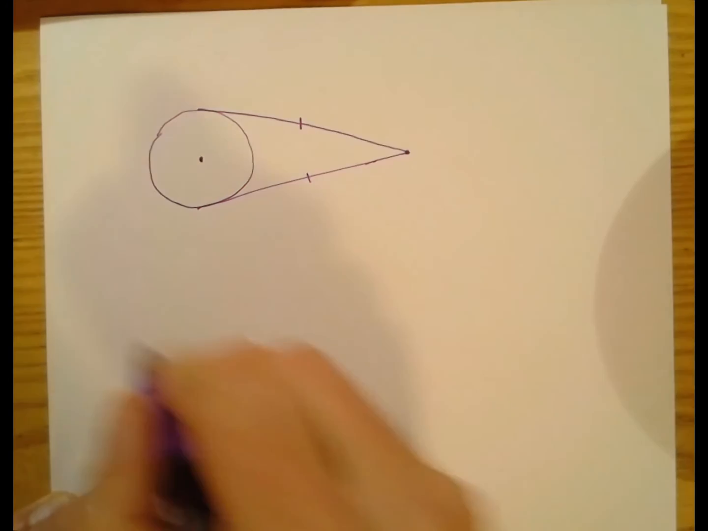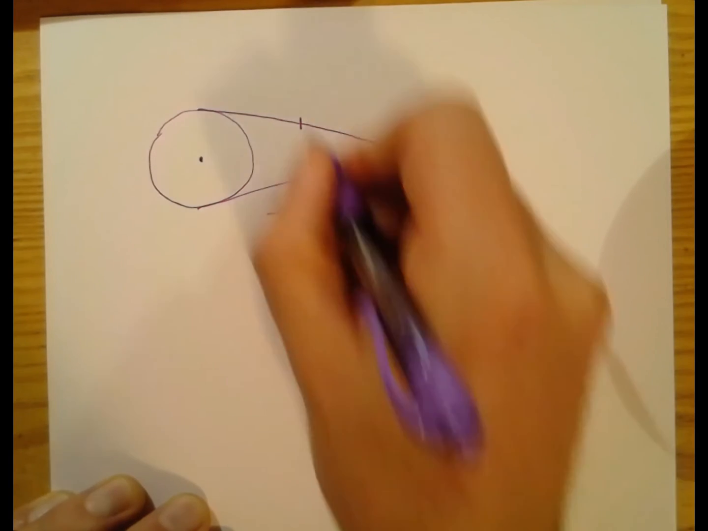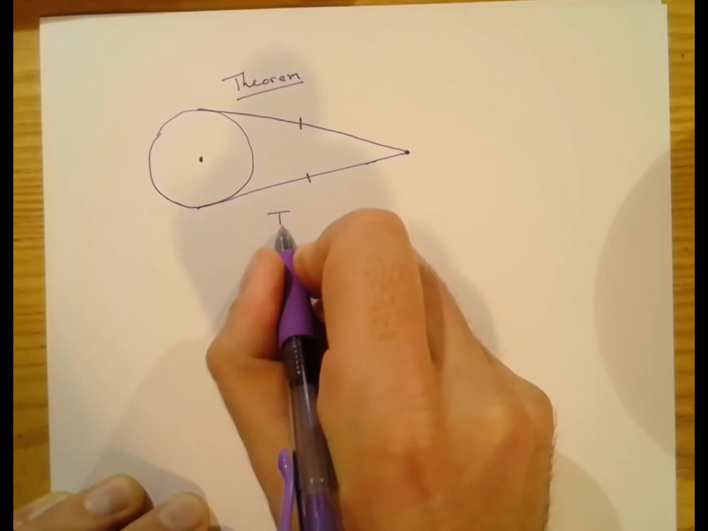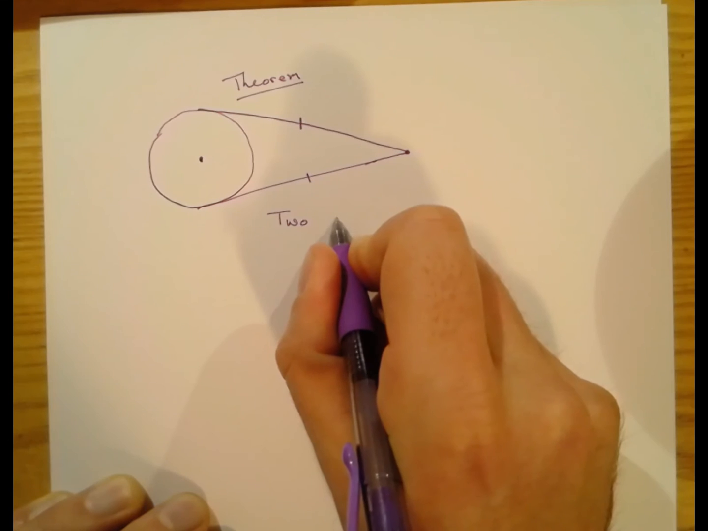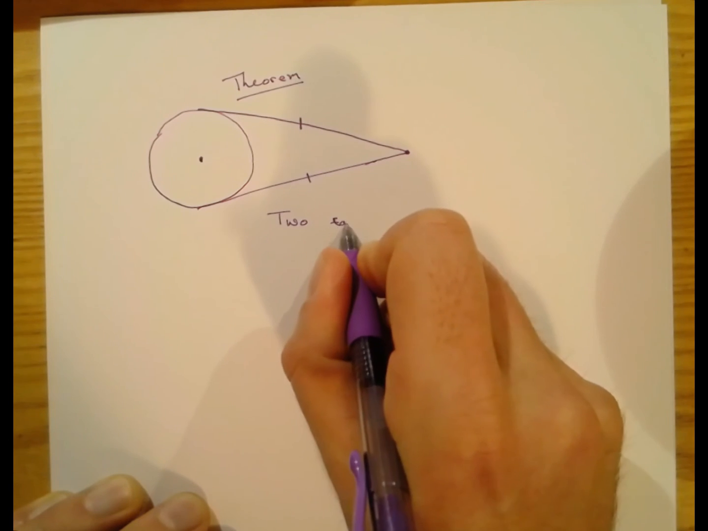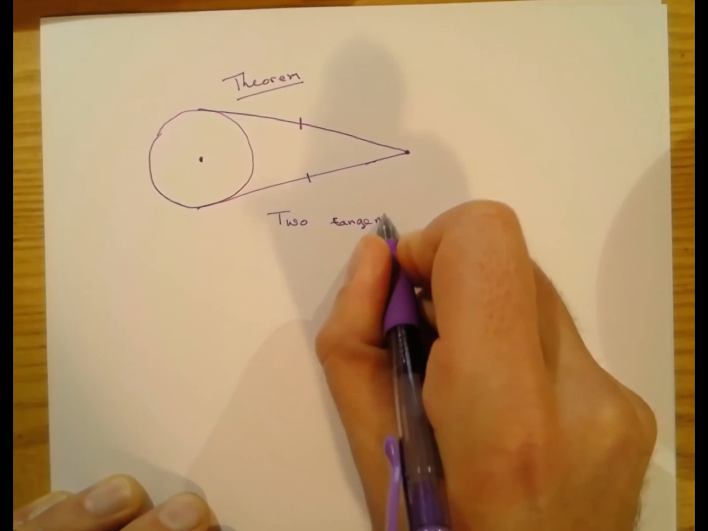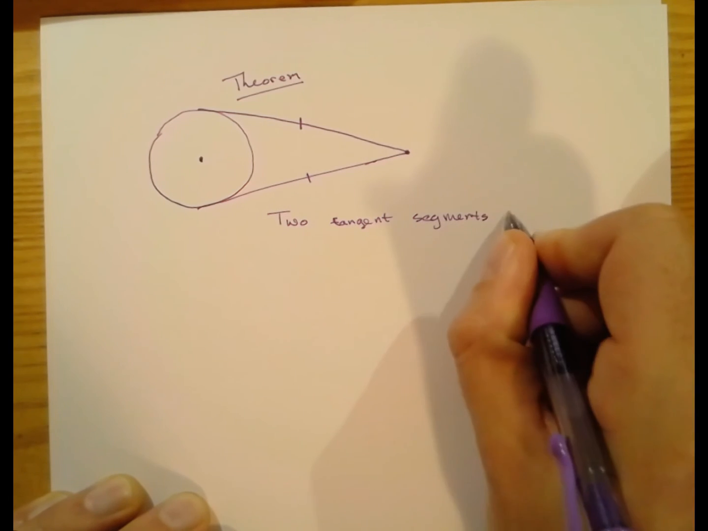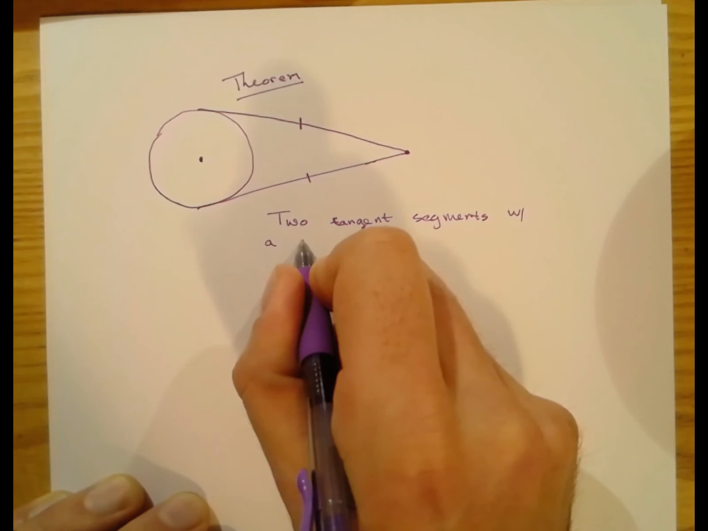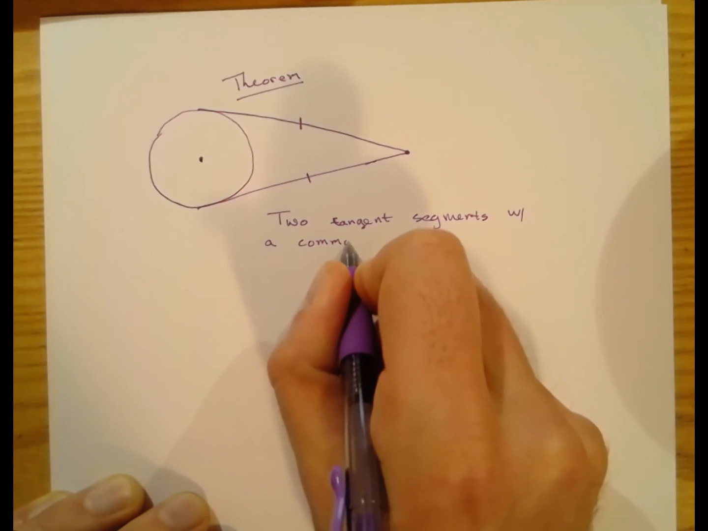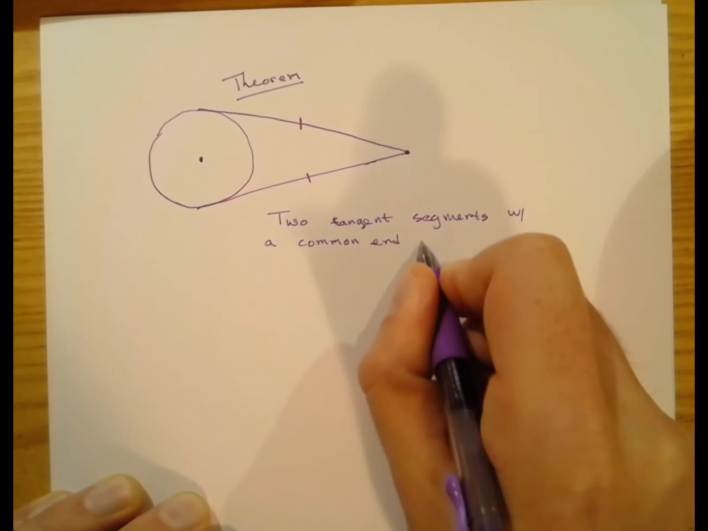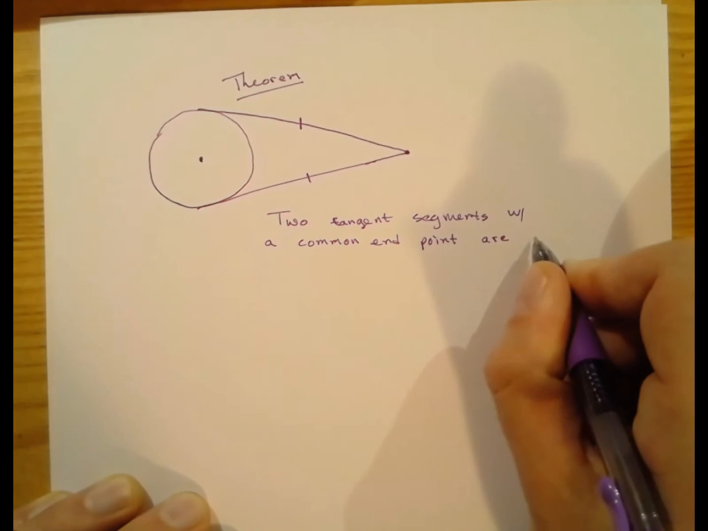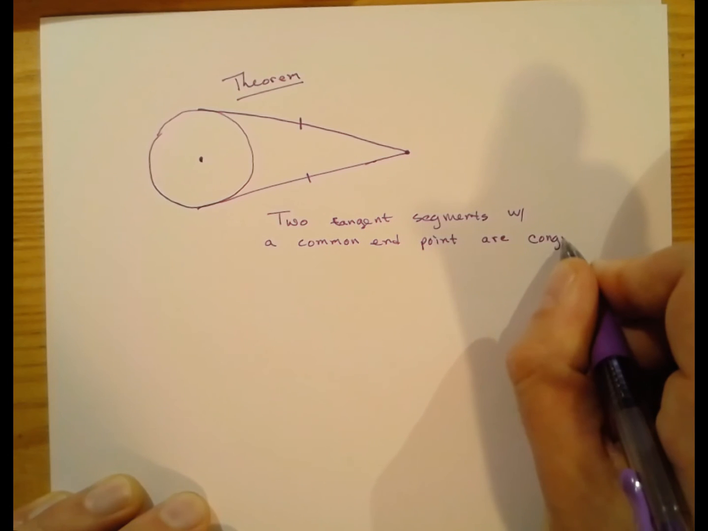So I'll just write that there. This is a theorem. Okay. Two tangent segments with a common endpoint are congruent.